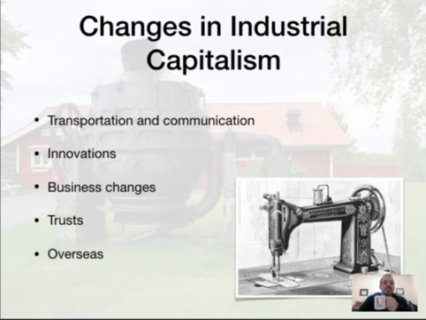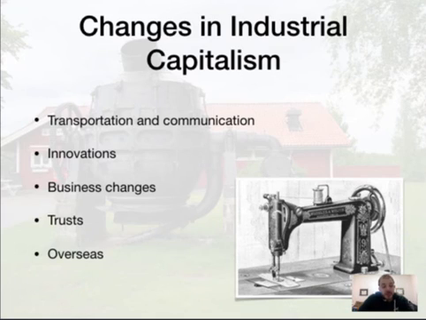The Gilded Age is also going to see significant changes in capitalism. Significant changes, well, the emergence of industrial capitalism. Now, that has a lot to do with the growing transportation industry. Railroad companies and telegraph companies as well are going to emerge as powerful new players in the national economy.